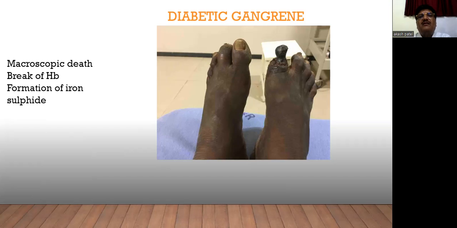In diabetes, generally there is a vasculitis and arteritis. So that leads to distal gangrene, mostly digital and toes and all that. And that leads to gangrene with blackening because of deposition of iron.